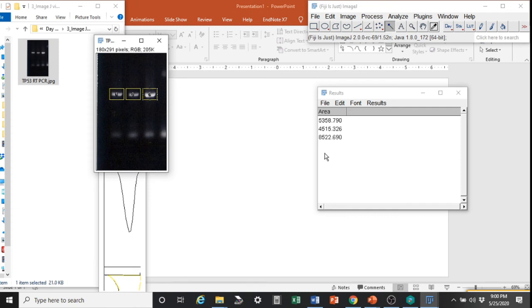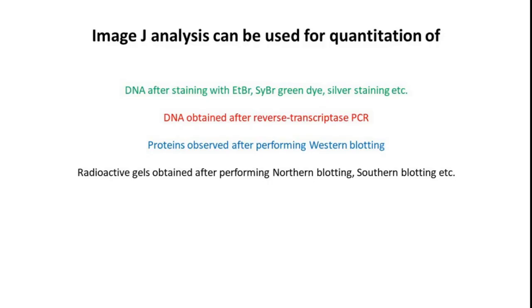Again you can use this particular software to quantitate bands that you have obtained using northern blotting, southern blotting, any radioactive gels. So the main aim of this software is to convert the qualitative data into quantitative data. Image analysis can be used for quantification of DNA after staining with EtBr or SYBR Green dye or after silver staining. So either it can be obtained after doing a PCR or isolation of genomic DNA or plasmid DNA.